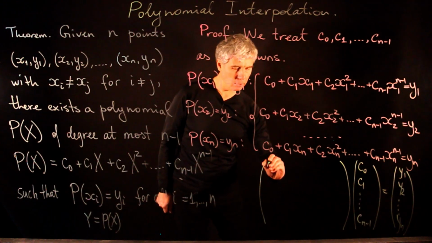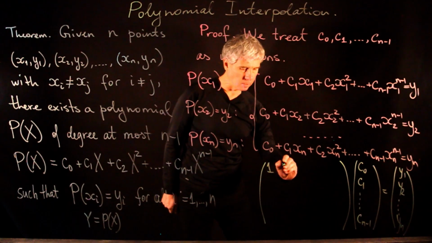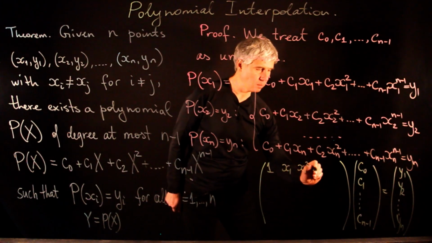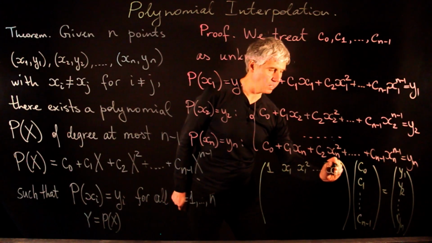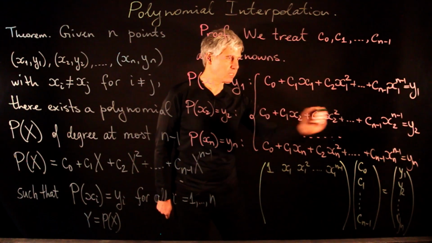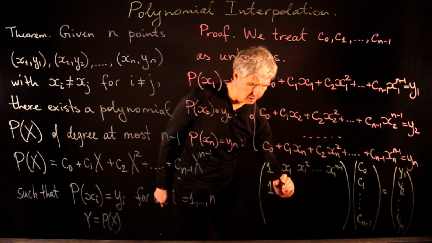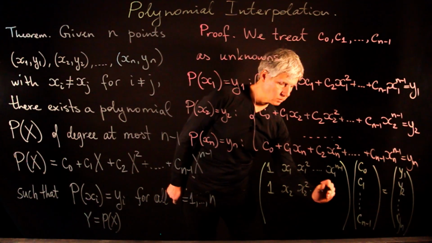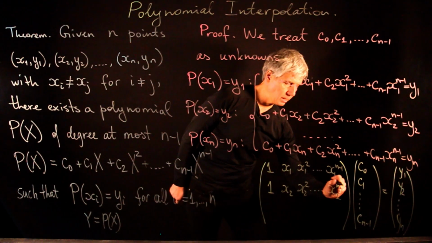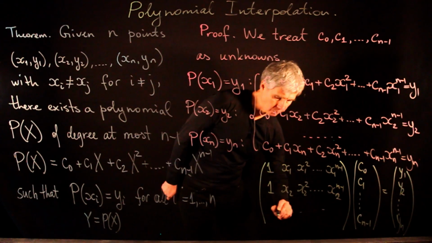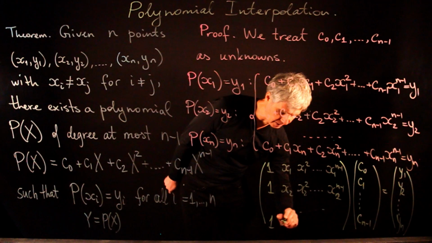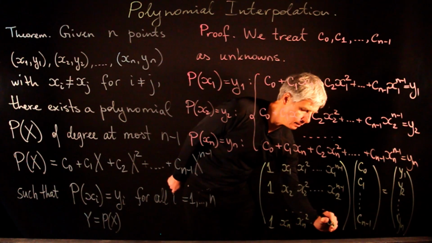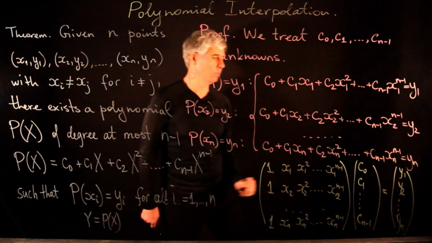So here the first coefficient is equal to 1. Then we have coefficients x1, x1 squared, up to x1 to the n minus 1. Then for the second equation, we have 1, x2, x2 squared, up to x2 to the n minus 1. And the last row of this matrix is 1, xn, xn squared, up to xn to the n minus 1.